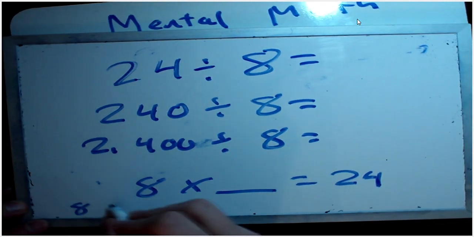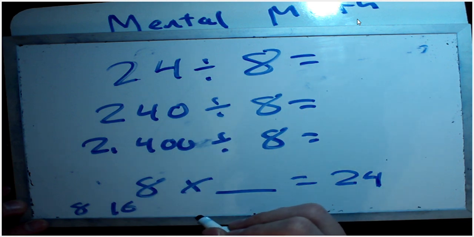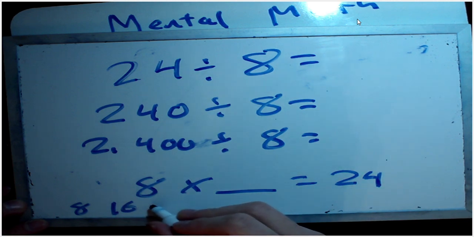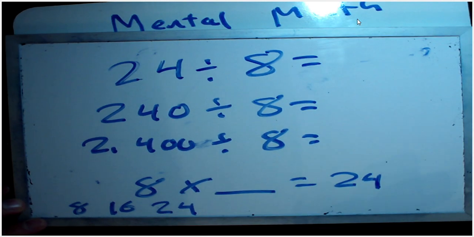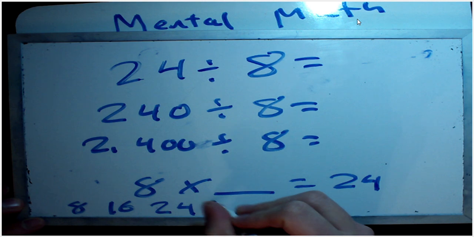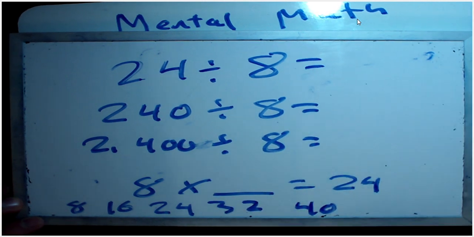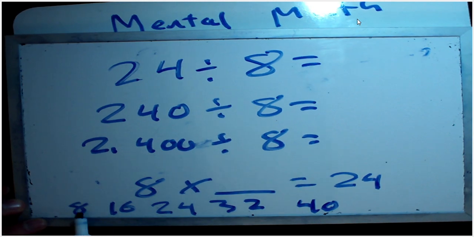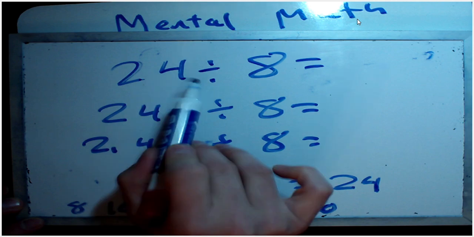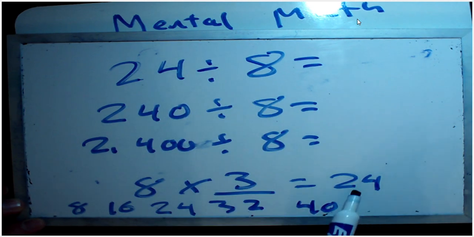8, 16, 24. Am I right on that one? I think so. Next one would be 32. Then it would be 40. Yep. So 8 times 1 is 8. 8 times 2 is 16. 8 times 3 is 24. So I know then 24 divided by 8 must equal 3. Working backwards, 24 divided by 8 equals 3.